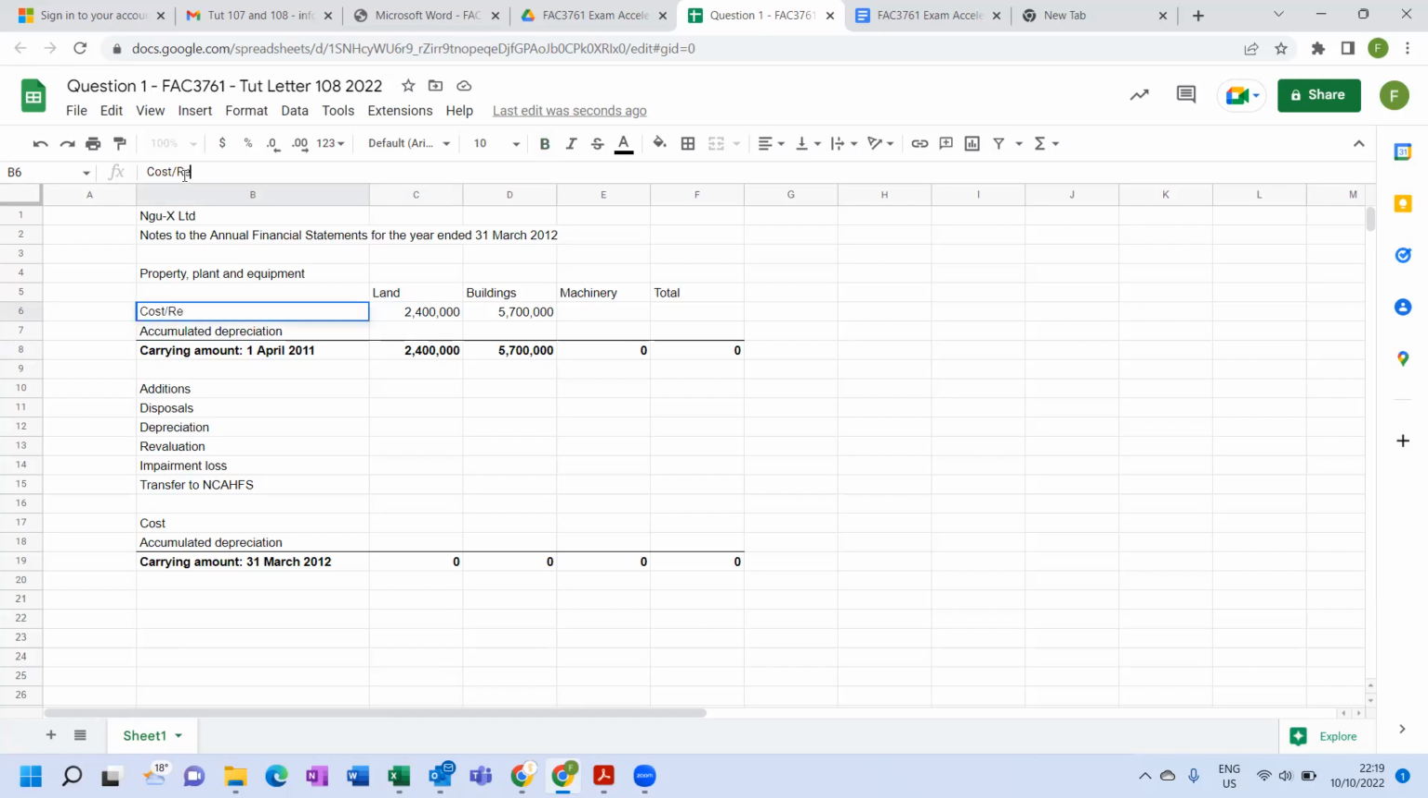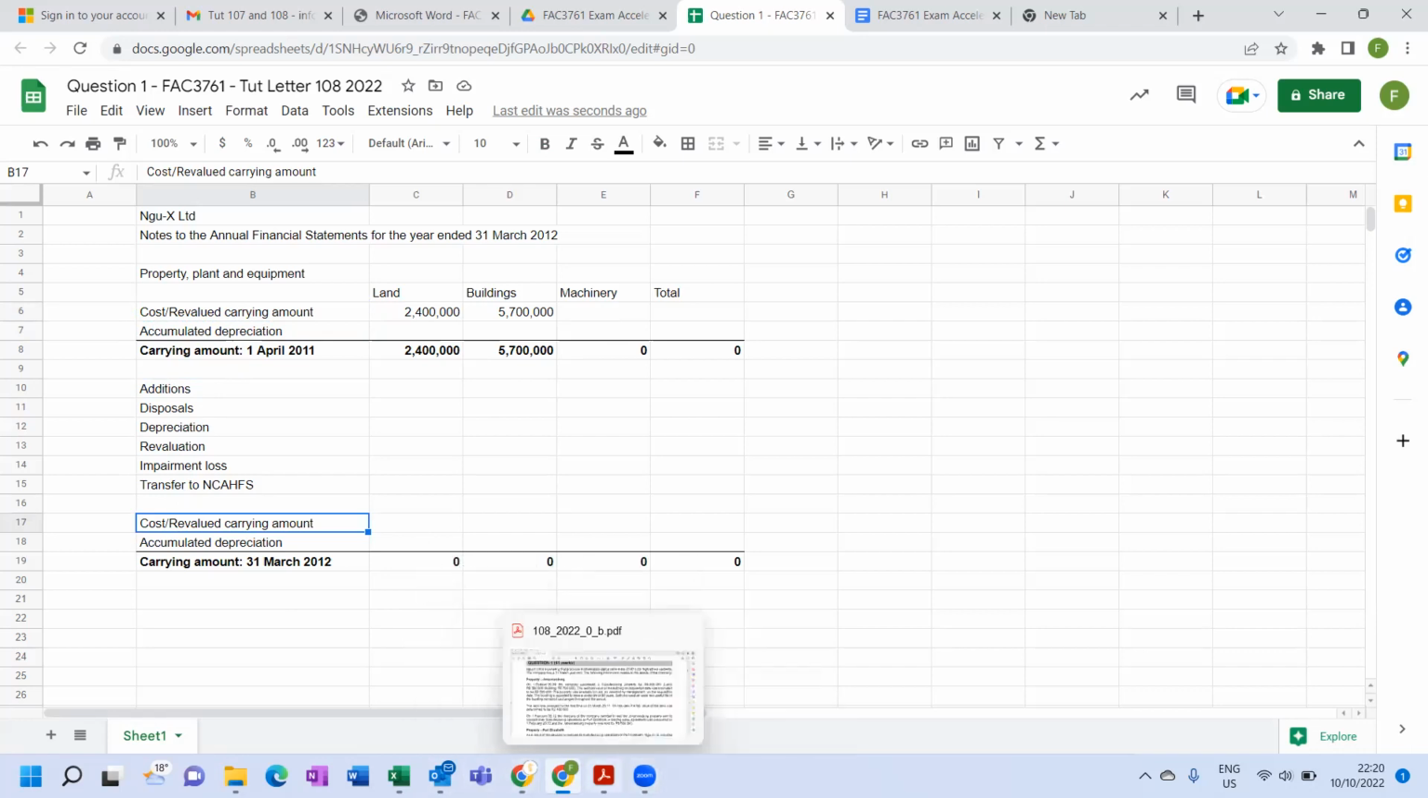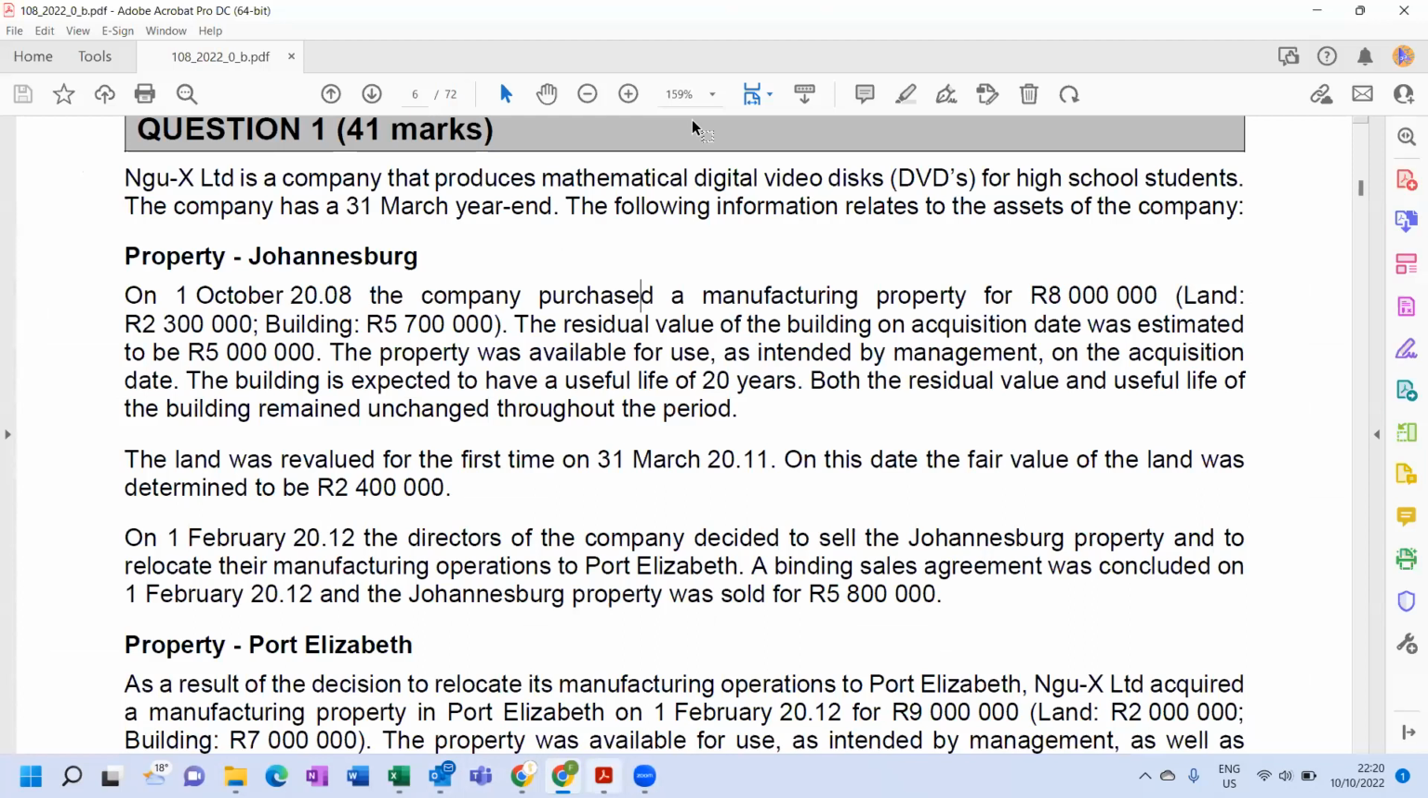Cost. You can check the proper terminology. I think it's called the revalued carrying amount. So that's what we will do. Let's go back to the scenario. Okay, so we covered that part.